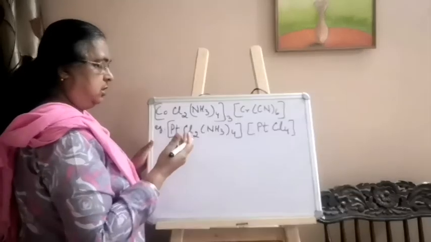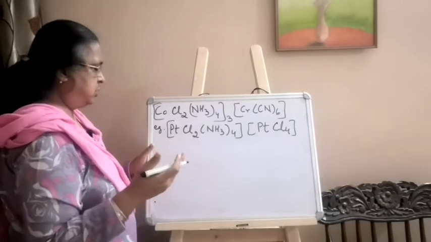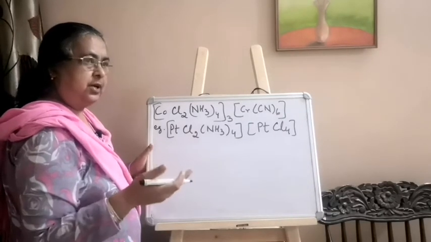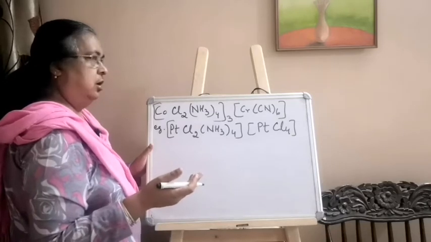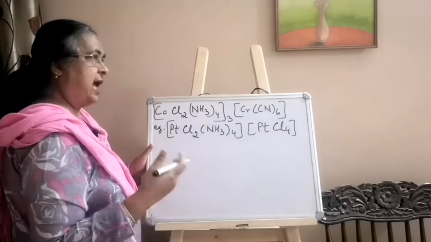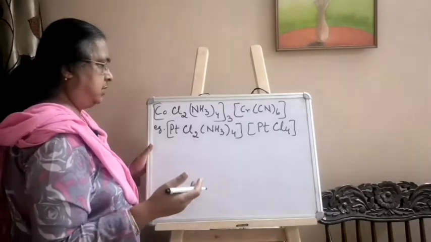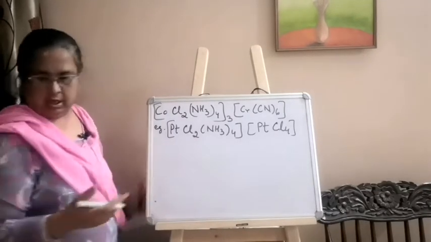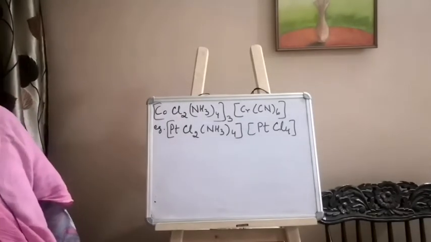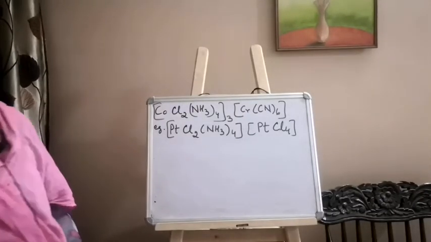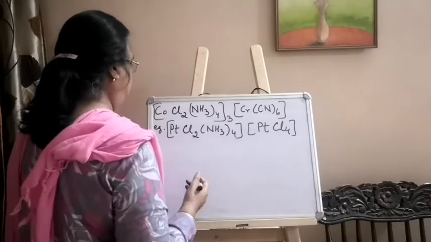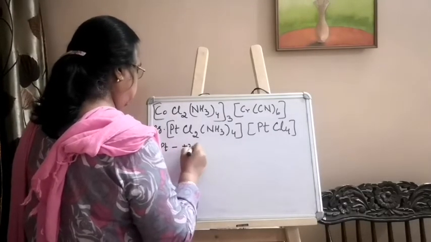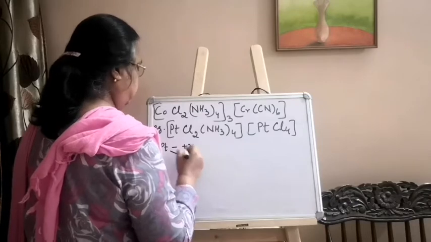There are several oxidation states for a particular metal, but not all oxidation states are always considered. Only the very common oxidation state is taken into account. For platinum, the very common oxidation states are plus 2 and plus 4.